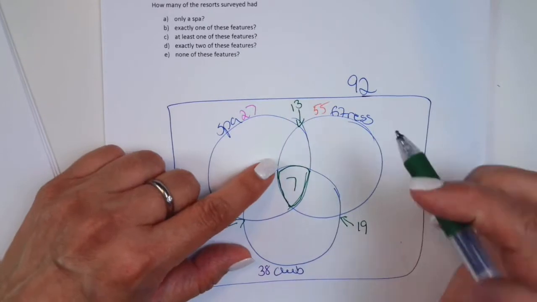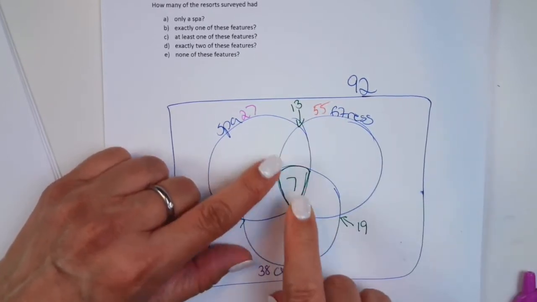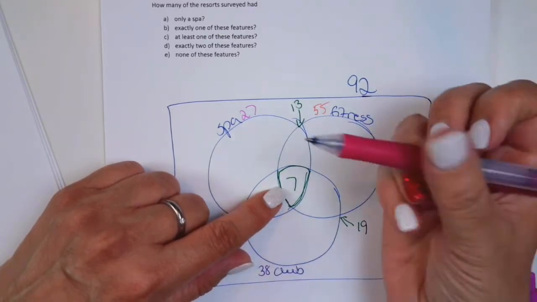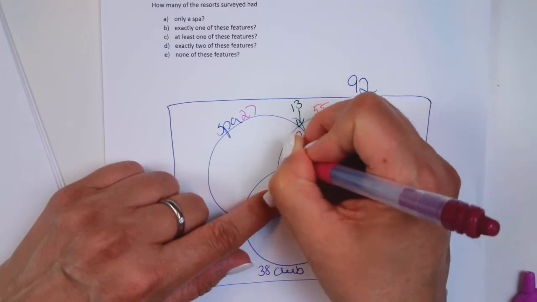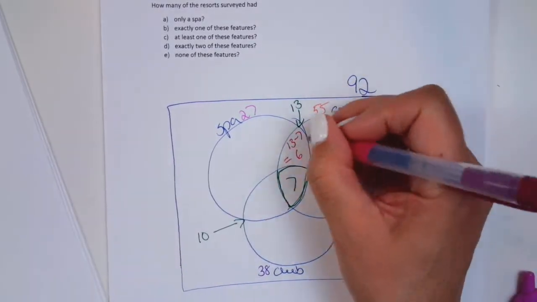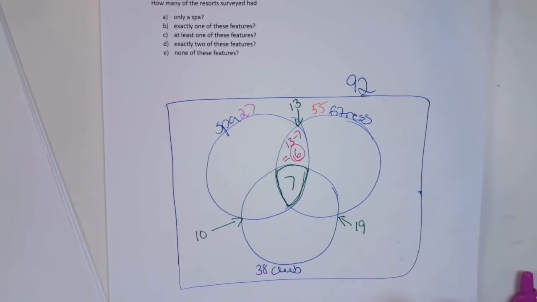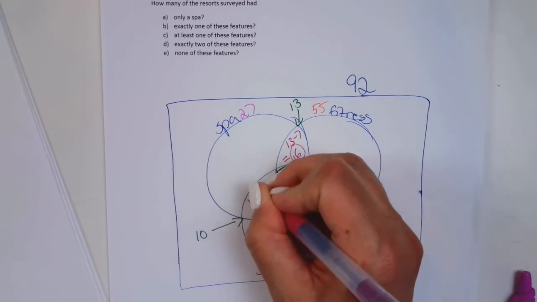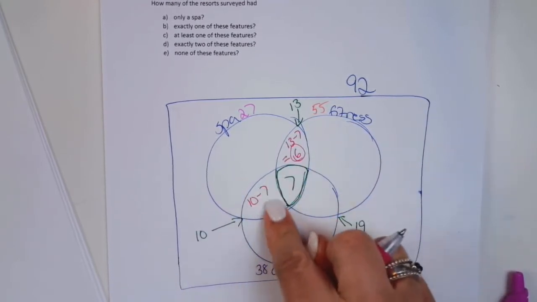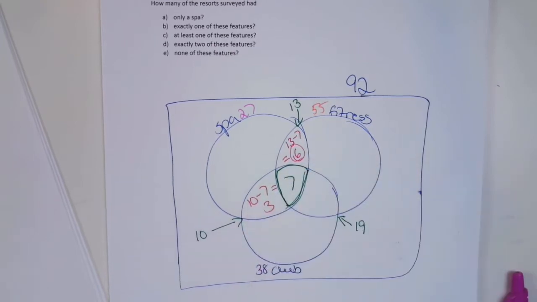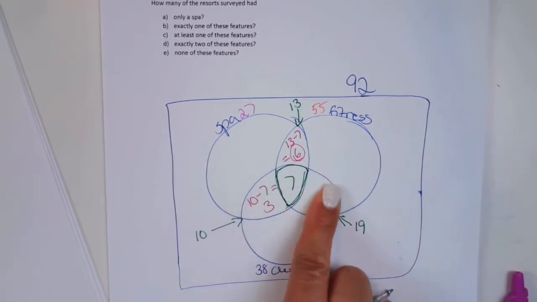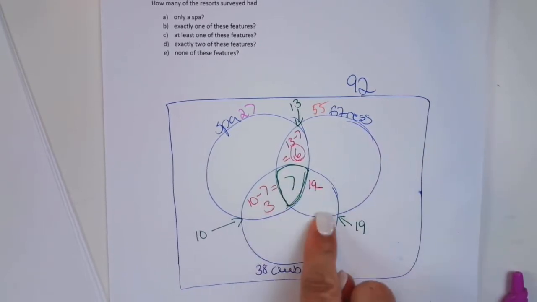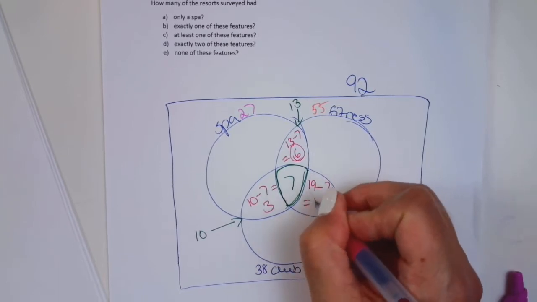So this 13 is this whole thing here. So we're going to have to take that 7 away. So 13 minus 7 equals 6. Ten is this whole thing here. So 10 minus 7, we're subtracting this from the 10 because we don't want to count it twice, equals 3. This whole thing here, we have the 19, and we're again subtracting this 7 because it's part of it and we don't want to count it twice, equals 12.